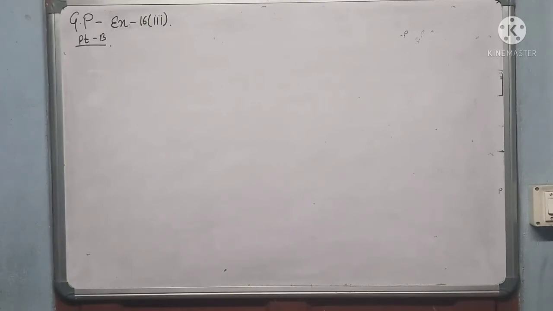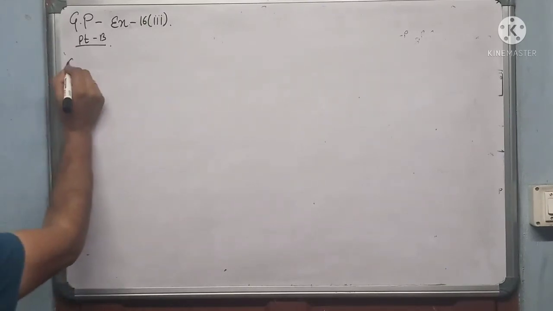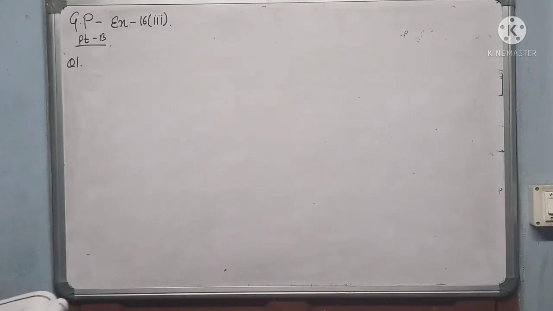Now next is part B, question number 1. Now try to understand this question. If you save 1 rupee today and 2 rupees next day and 4 rupees on the succeeding days and so on, what will be your total saving in 12 days?